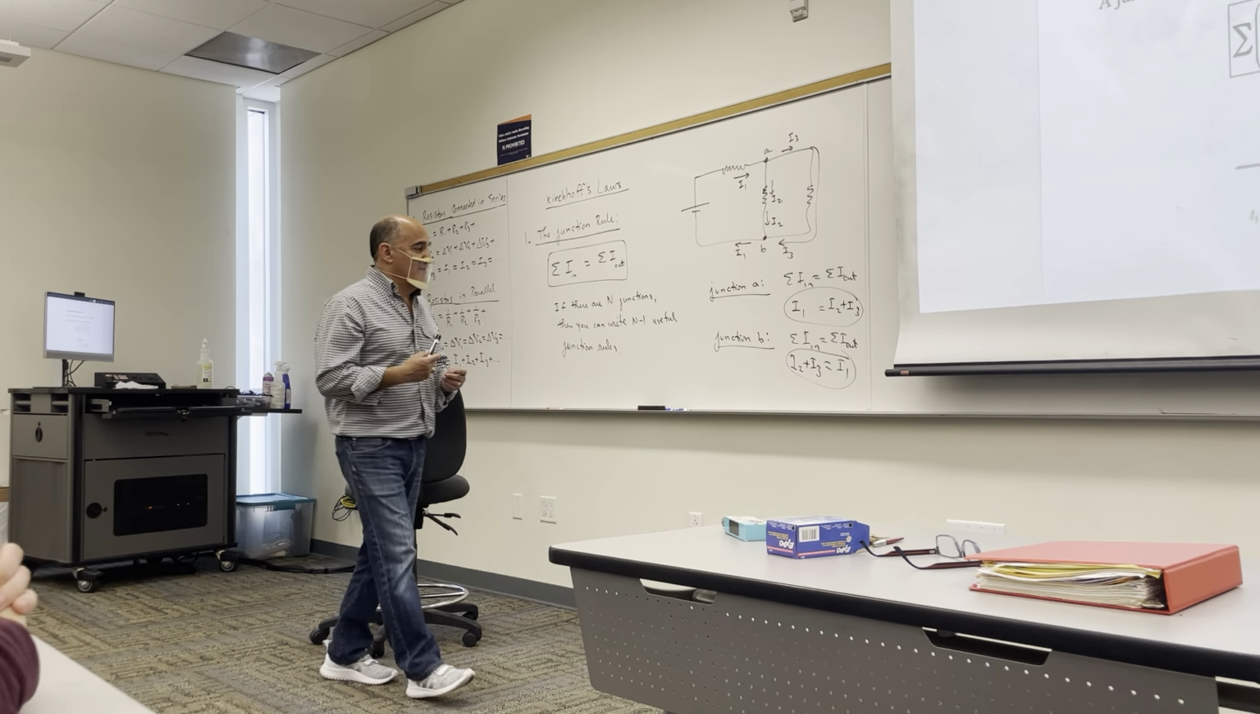How will I know when I'm done solving the problem if my guess was correct for the direction of the current? So the way that I'll know is this. When I solve for the numerical value of the current, if it comes out positive, so many positive amps, then it is in the direction that I guessed. If it comes out negative, suppose it comes out to minus 3 amps, then it's still 3 amps, but in the opposite direction to what I guessed.